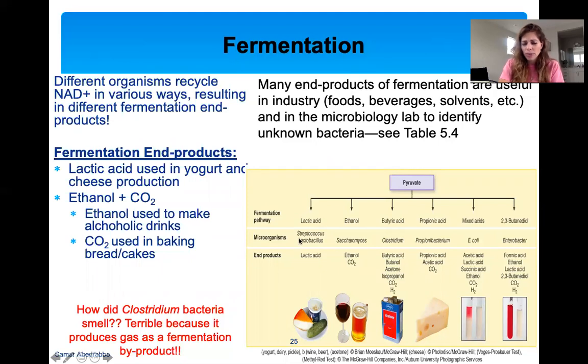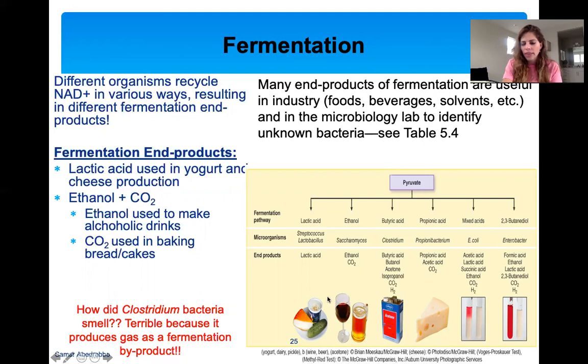Some Streptococcus and Lactobacillus species can do lactic acid fermentation. They produce lactic acid and we use it to make food products. Another byproduct of fermentation is ethanol, which is used to make alcoholic drinks, and then CO2. Yeast is a microbe, and when you add it in baking, it produces CO2 as a byproduct of fermentation. So these are all different byproducts of fermentation.